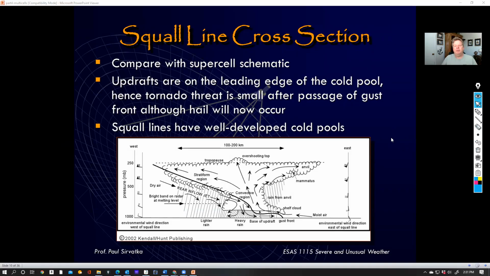Okay, so I want you to compare this schematic cross-section with the supercell cross-section. And what we're going to find out is that there's some major differences.